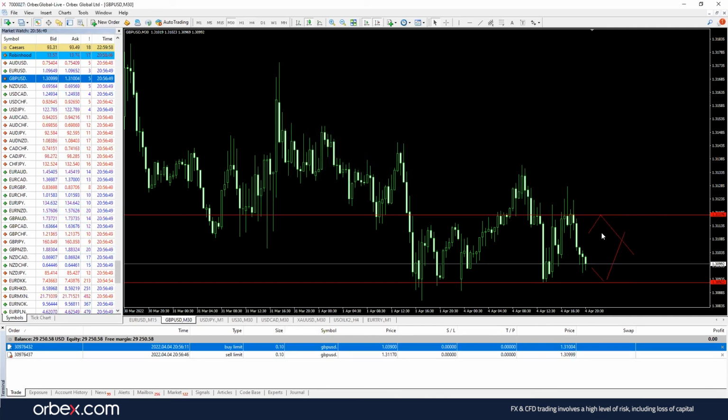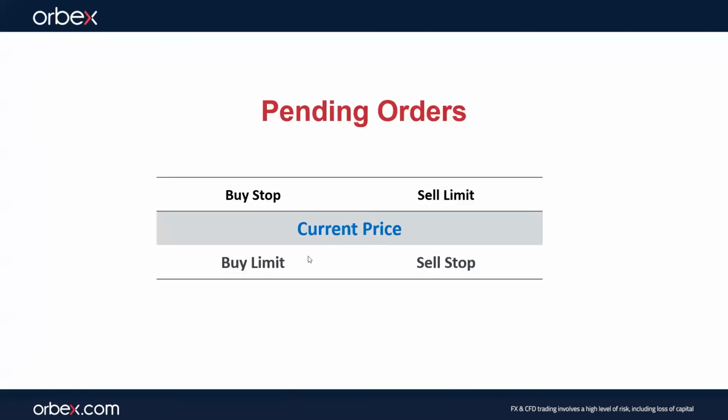So just remember that buy stops are placed above the bid line and sell stops are placed below the bid line. And for limits, buy limits are placed below and sell limits are placed above. So that's just something to keep in mind as well.